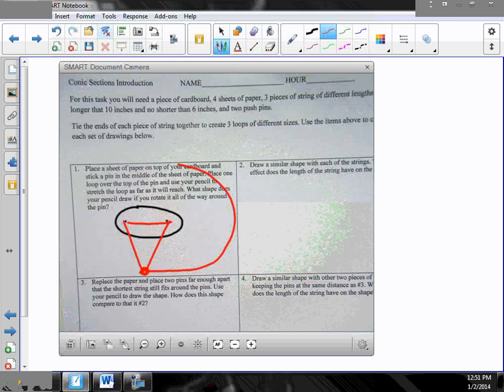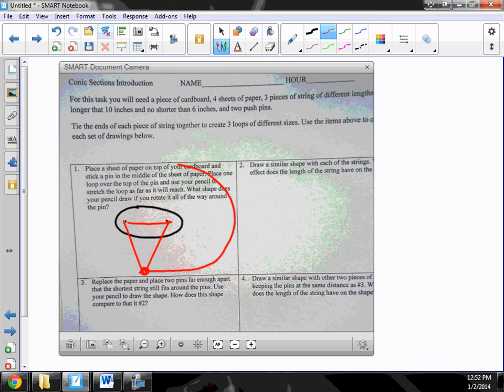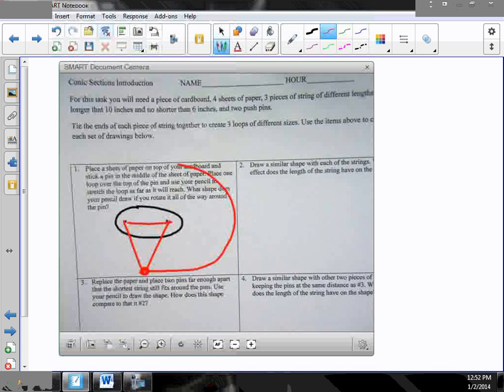Okay? You're allowed to work with one partner, so you and a partner, each of you fill out your own paper, but you only need one set of materials. And then just take turns drawing the shapes. All right? Once everybody's done with that, we'll talk about a couple things. Go to work.